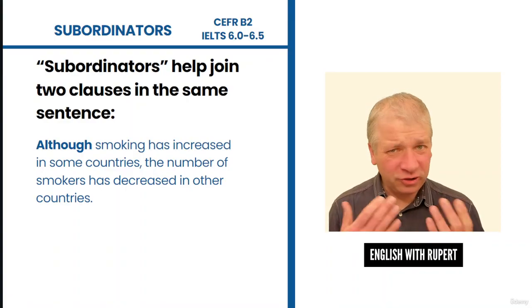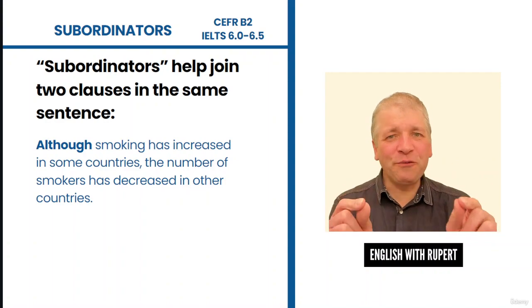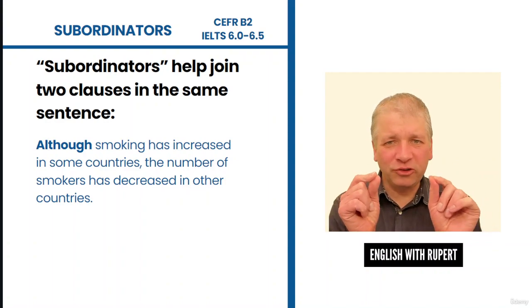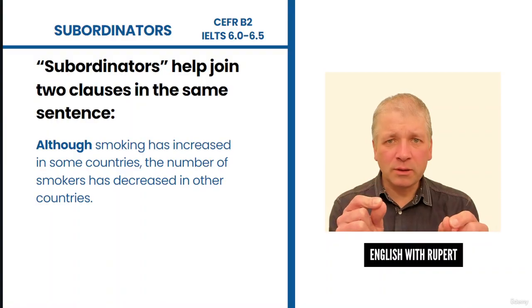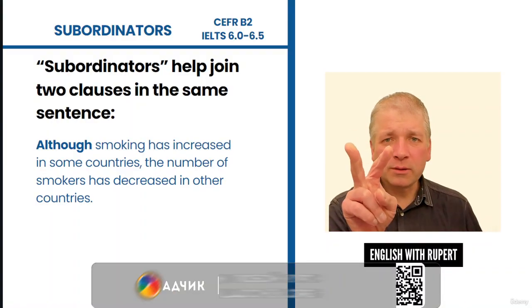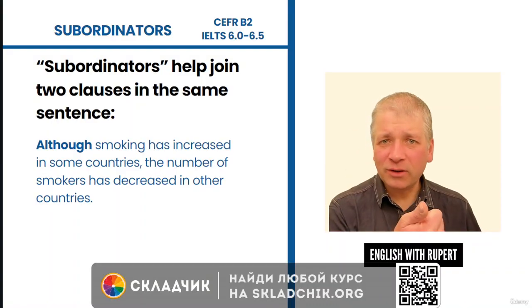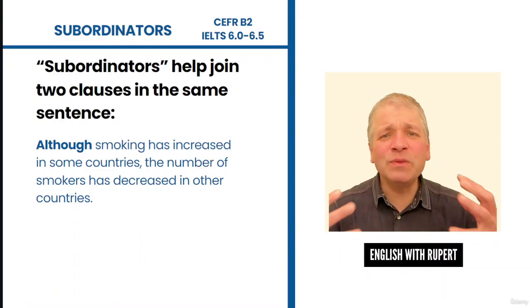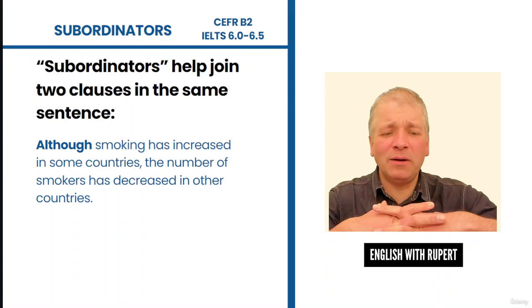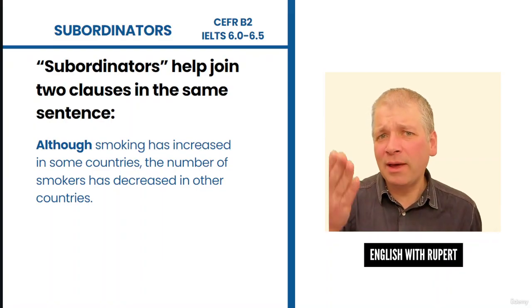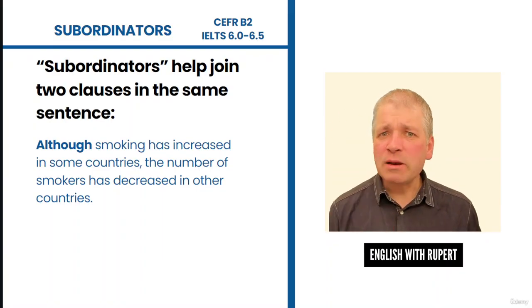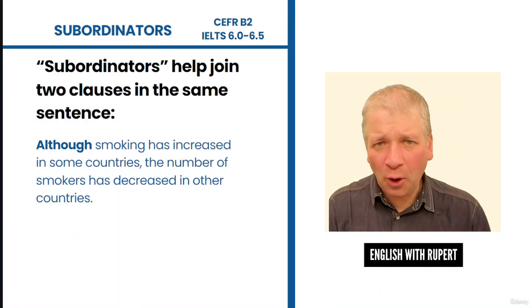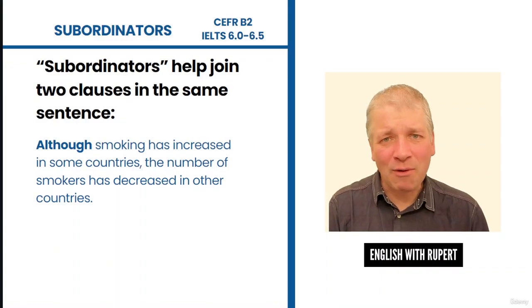It's like a conjunction, but the difference here is that this conjunction joins two clauses. One is independent and the other is dependent. And they're in the same sentence together, sometimes separated by a comma. Let's look at some examples of common subordinators. There are many, but we're going to look at the ones that are used most frequently.